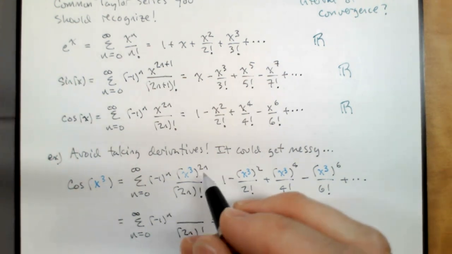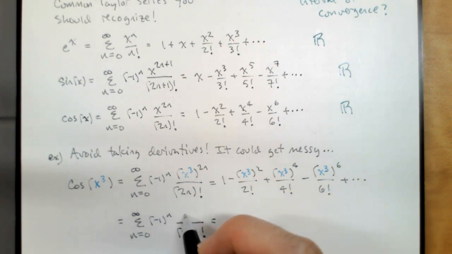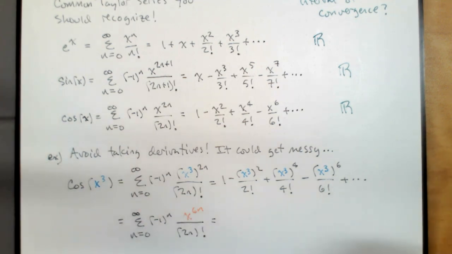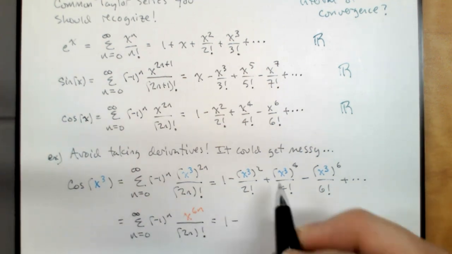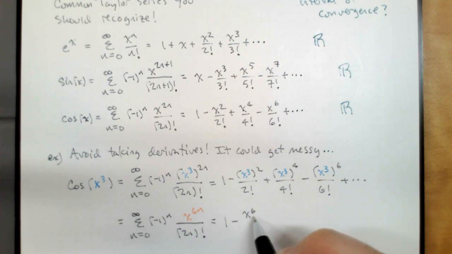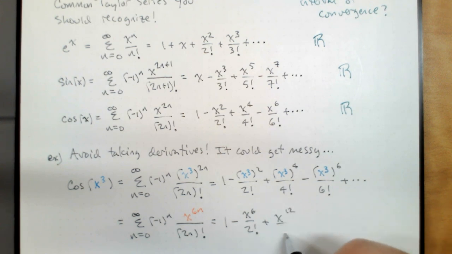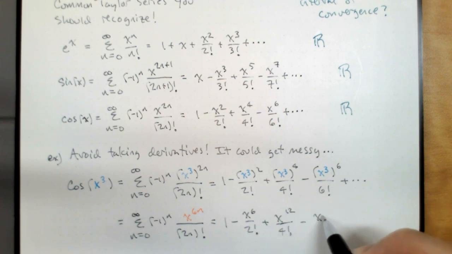So x cubed to the 2n will be x to the 6n. So we'll start off with 1 minus x to the 6th over 2 factorial plus x to the 12th over 4 factorial minus x to the 18 over 6 factorial.